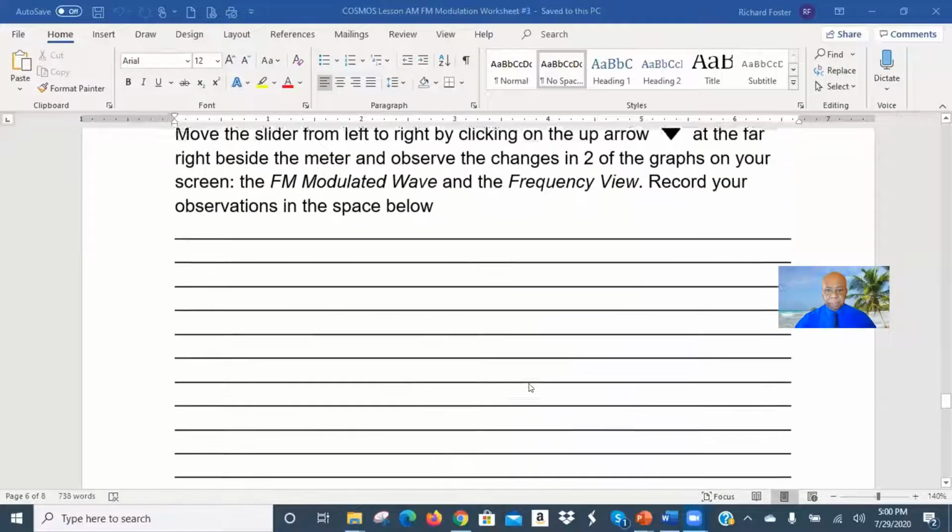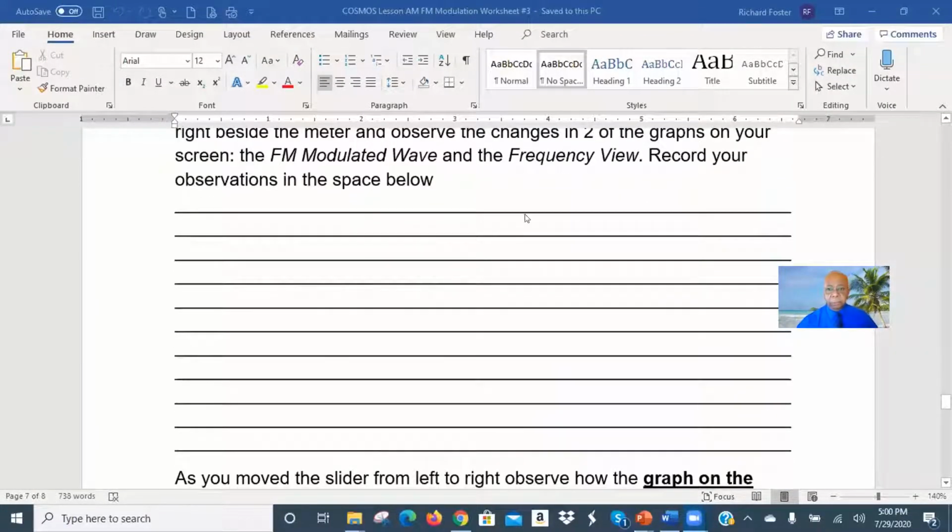So here's your handout. Write what you observe in those two diagrams right here. You have a little over a minute left. Please write what you observe. Okay. Everybody should have written their observations.